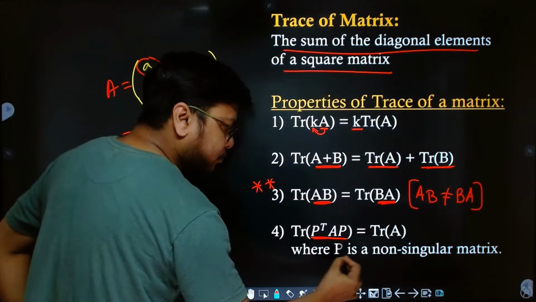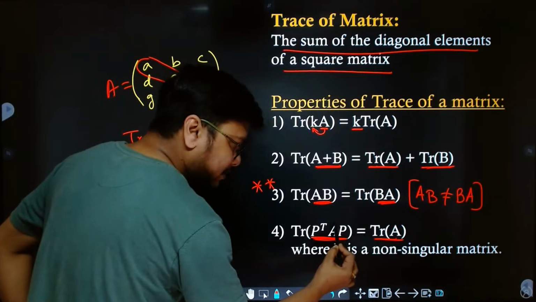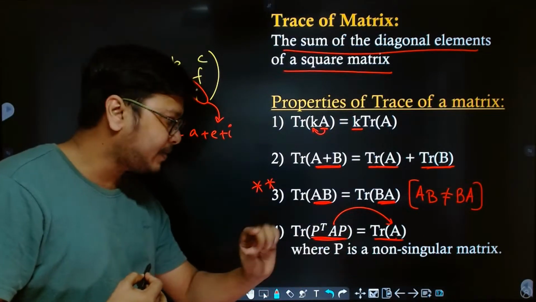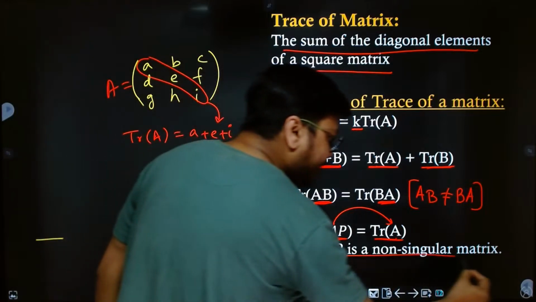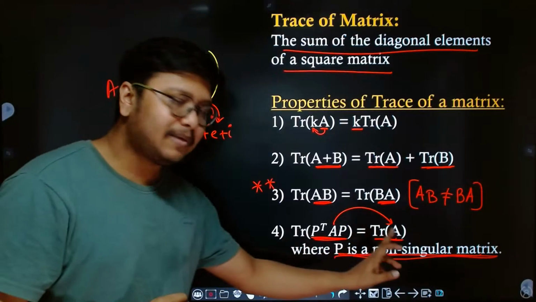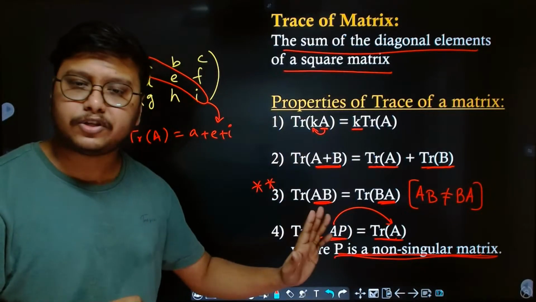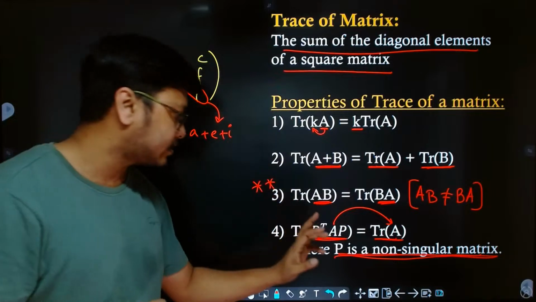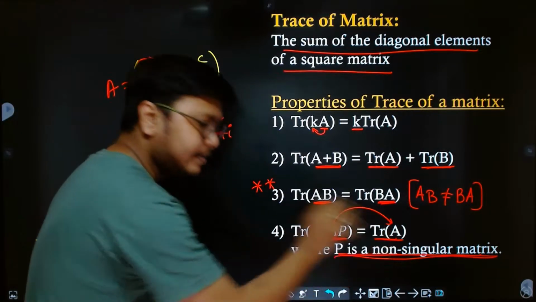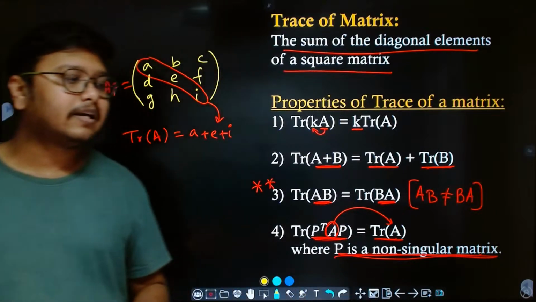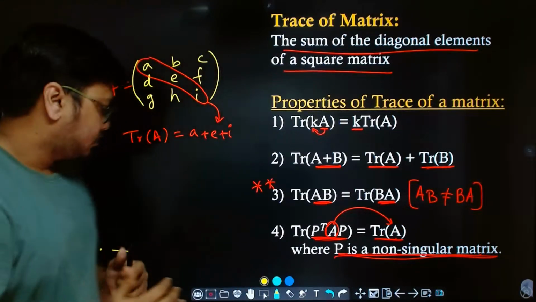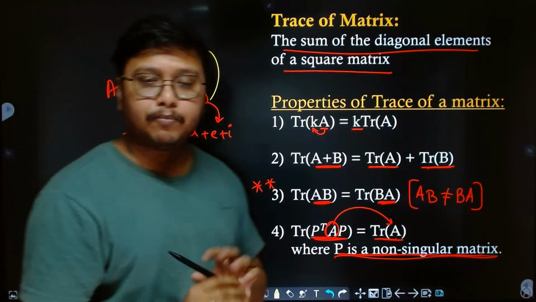Trace of P transpose AP is same as trace A. That means it is same as the matrix which is right in between these two, P transpose and P. And what is P? P can be any non-singular matrix. Non-singular means whose determinant is non-zero, right? Does not matter which non-singular matrix. So trace of P inverse AP will be same as trace of this matrix right in the middle. So these are all the important properties we have. Now we will do some problems.